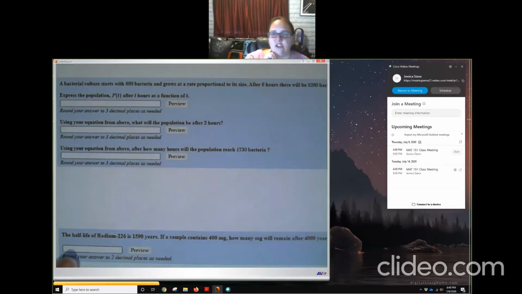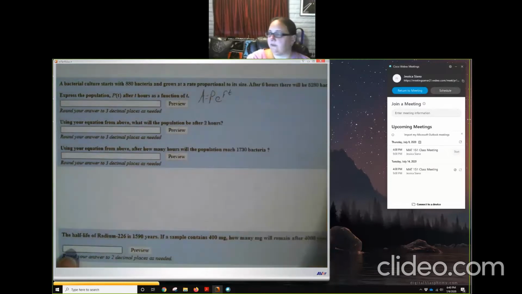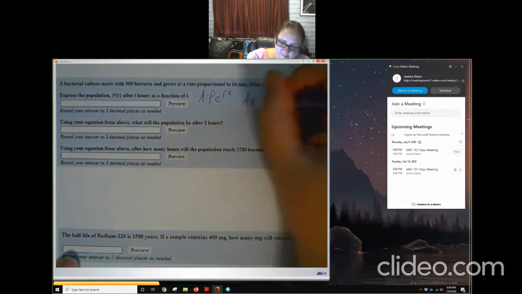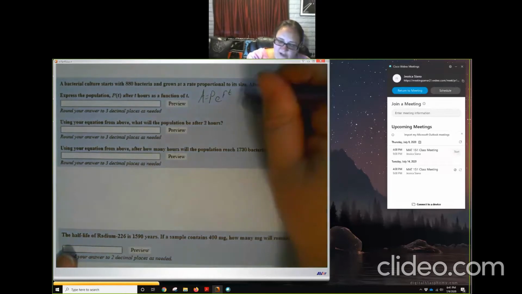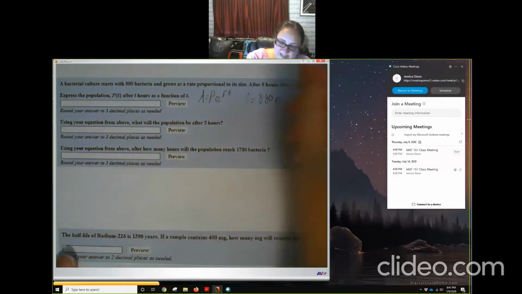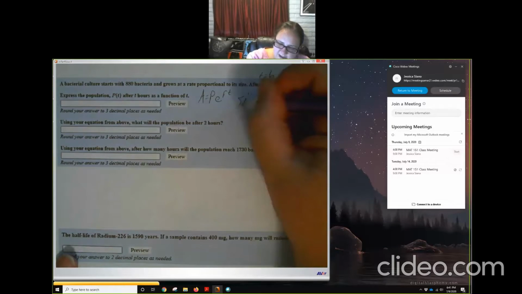Grows at a rate proportional to its size means that we're going to go back to A equals P e to the rt. So starting with 880 bacteria, grows at a rate proportional to its size. After 6 hours, that's my time, we end with 5,280.